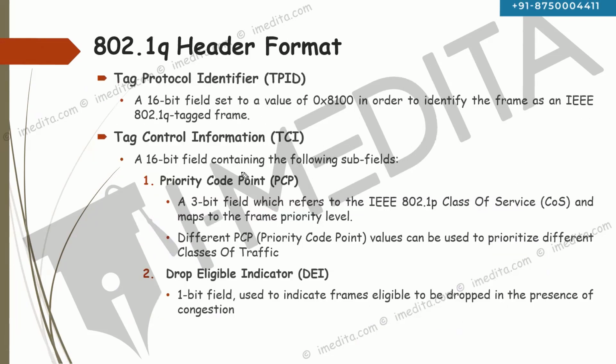The .1q header will have the first 16-bit field set to a value of 0x8100 in order to identify the frame as a .1q tagged frame. This is called TPID, and the last 16 bits are called TCI. That field has subfields called PCP, priority code point, a 3-bit field which refers to IEEE 802.1p class of service and maps the frame priority level.